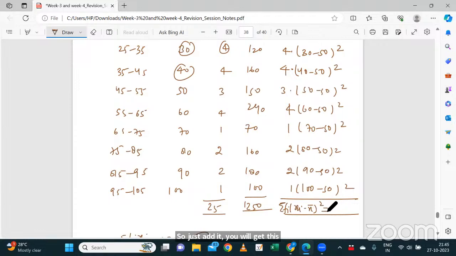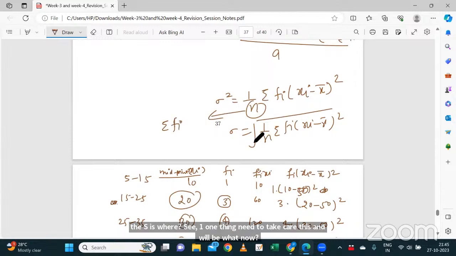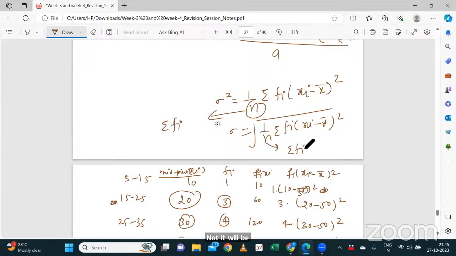And what will be the s square? See, one thing you need to take care of. What will this n be now? It will be summation of fi. Yes, it is multiplied by fi.